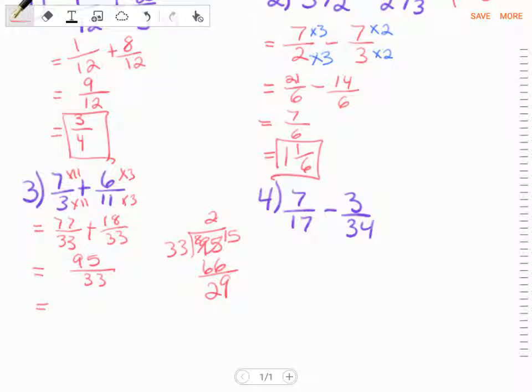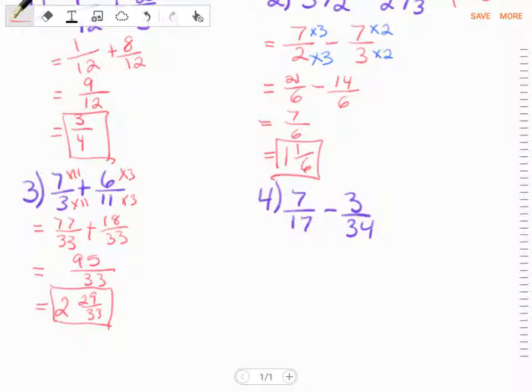Yep. So 33 goes into 95 2 times with 29 out of 33 left over. And that is not going to simplify any further. It's as beautiful as it's going to get. So that's going to be your final answer. Okay, and let's do one more here.